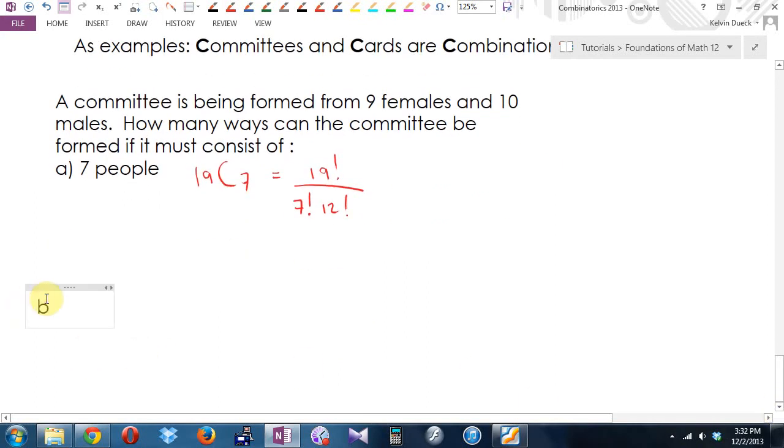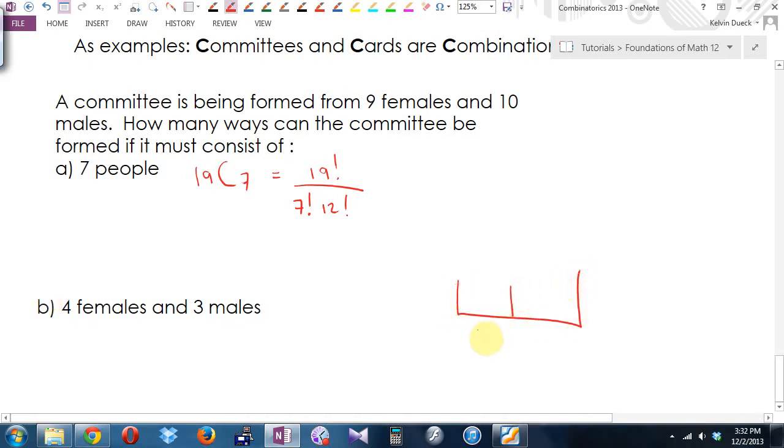What if it must consist of 4 females and 3 males? What was our strategy when they gave us subgroups? One word, bucket. So I would go over here, and I would say, okay, I got females, males, 9, then 10.